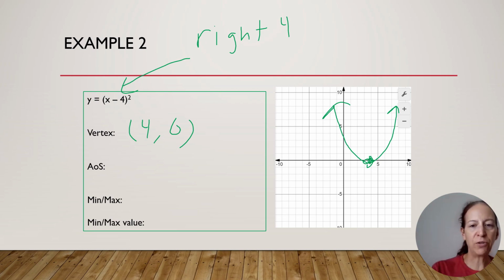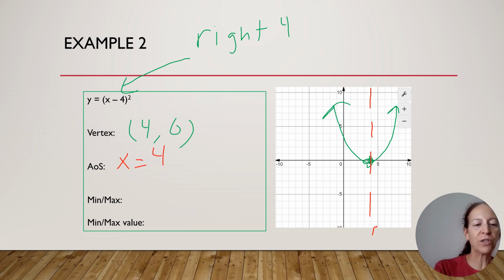The axis of symmetry is the vertical line going right down the middle. And so if you look at every single point on that line, what do they all have in common? Well, they all have in common that x is equal to 4. So you do need to make sure that you state the axis of symmetry as x equals 4.